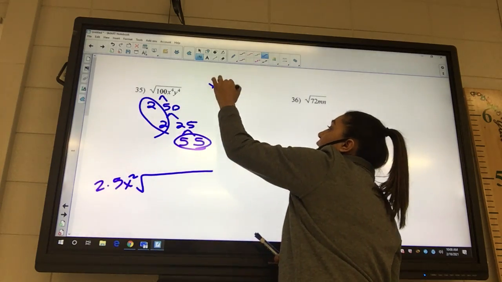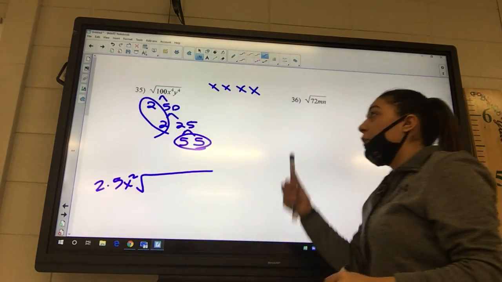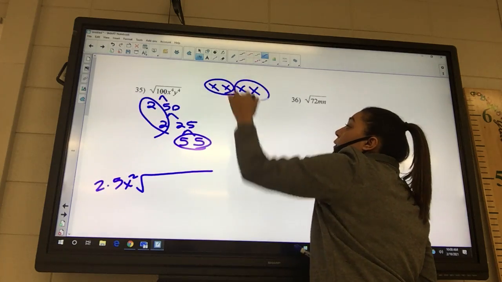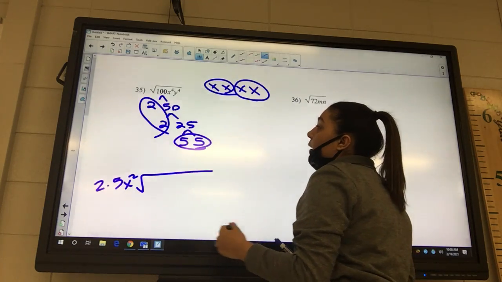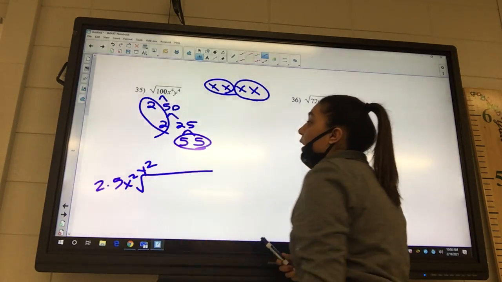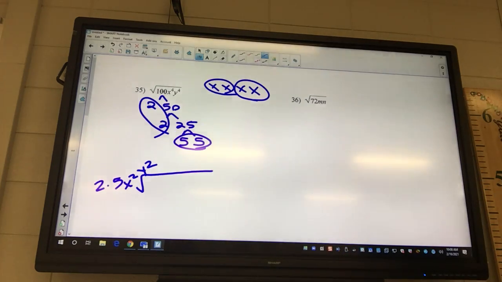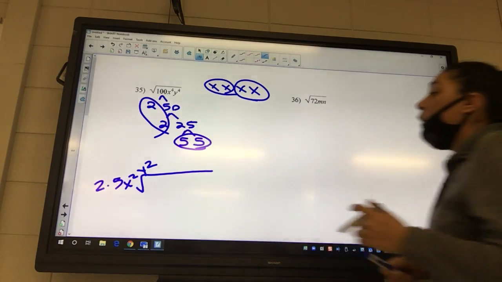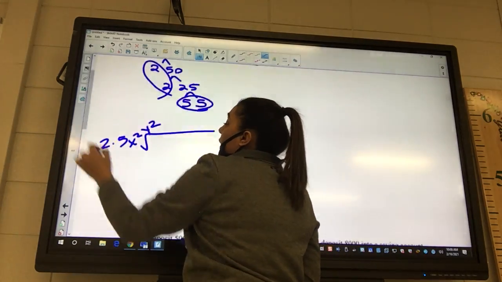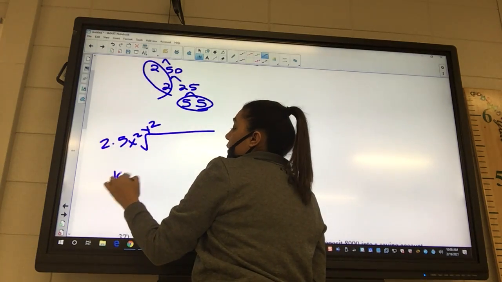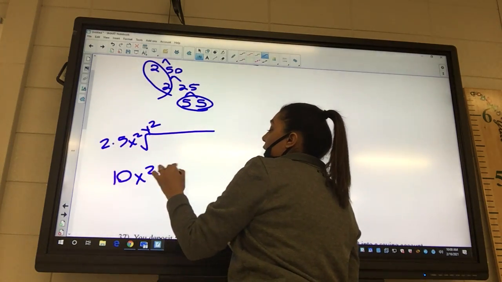Okay, we have x, x, x, and x. If we take them in groups of 2, we got 1 and 2. What about the y's? Same thing. You're going to have y squared on the outside. What's left on the inside? Who goes inside? No one. Okay, everybody went out, which is fine. So you're gonna have 2 to the 5.